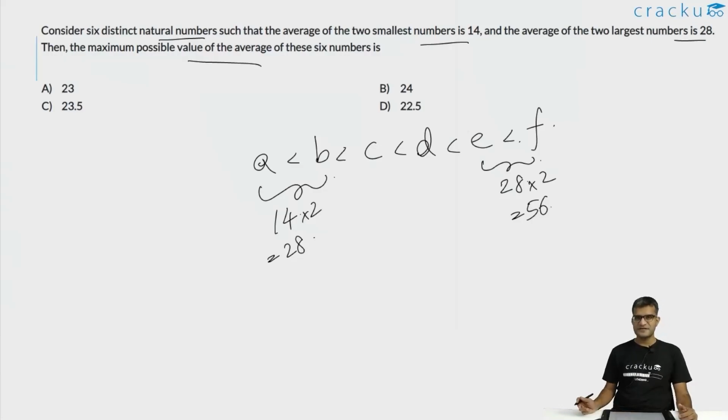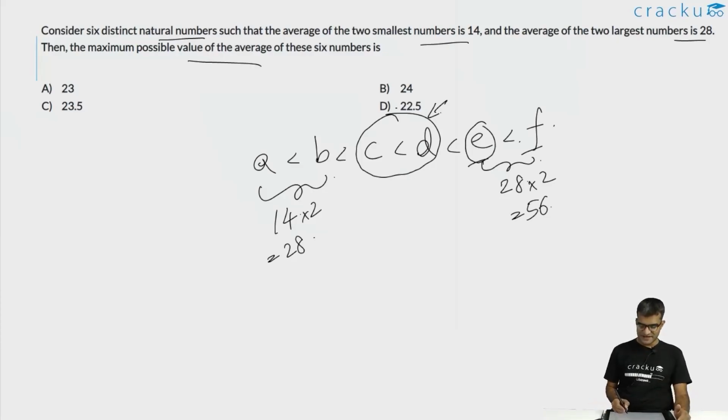In order to maximize the average, we have to maximize the sum of C plus D. What is the maximum possible value of D? That will depend on the maximum possible value of E, because we know for sure that D is less than E. And if E plus F is equal to 56, that is, the average of E and F is 28, the maximum possible value of E will be 27. Because if E is 28, F will be greater than 28 and their average will be greater than 28.